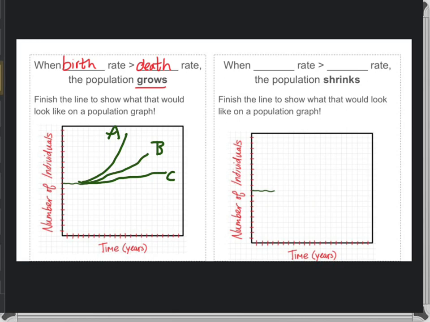So what about a population that's shrinking? What would the relationship between birth and death rate be there? When the death rate is higher than the birth rate, we see the population start to shrink. What does that look like? Well, it could look like this, which is pretty catastrophic, fast decline. It could look like this, a sort of gradually shrinking population, or it could even look like this, a very slow decrease. In any case, they are all a shrinking population. It's all a situation where the death rate is greater than the birth rate.